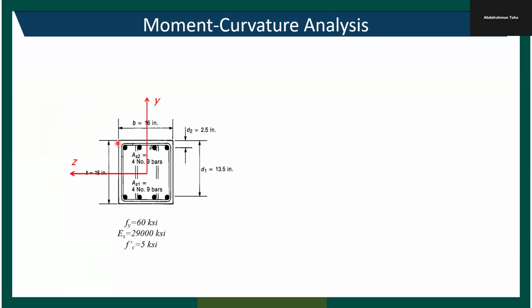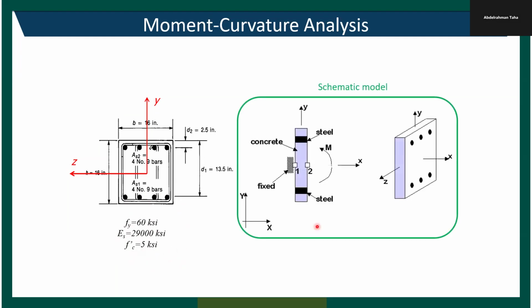In OpenSees, it's a square cross section with 16-inch width and depth. And we have reinforcing bars, number 9 bars, at the bottom and the top. And the cover is 2.5 inch, and these are the properties of the steel. Fy is 60 ksi, Es is 29,000 ksi, and the compressive strength is 5 ksi. And this is basically how we would model a cross section in OpenSees.